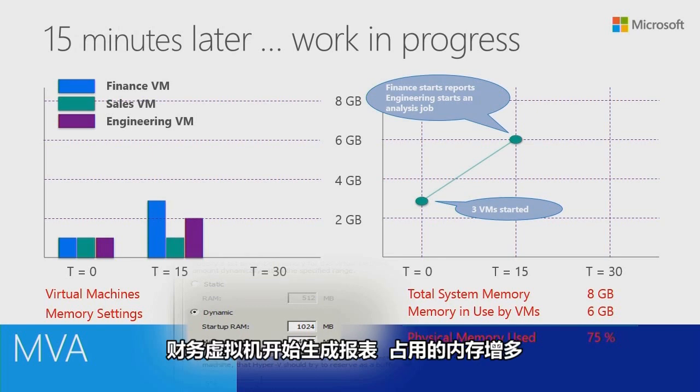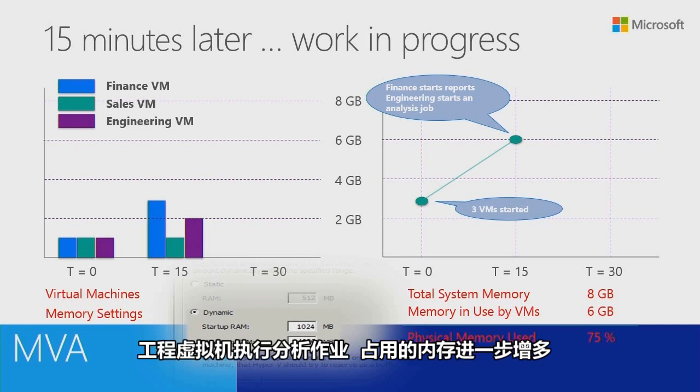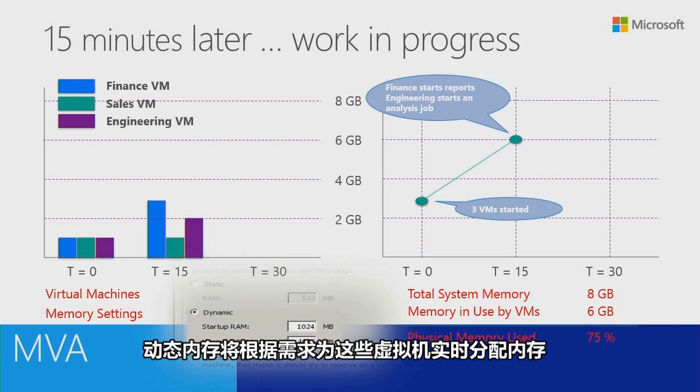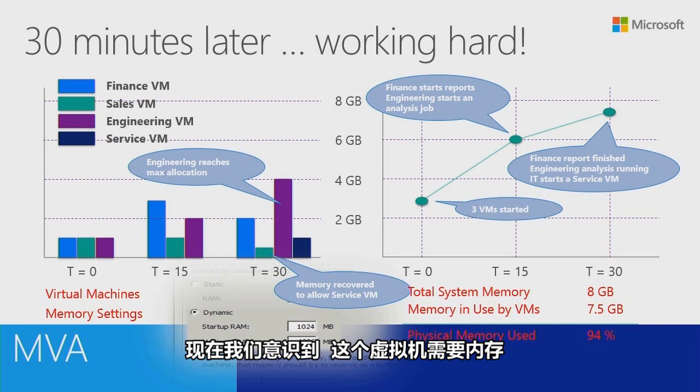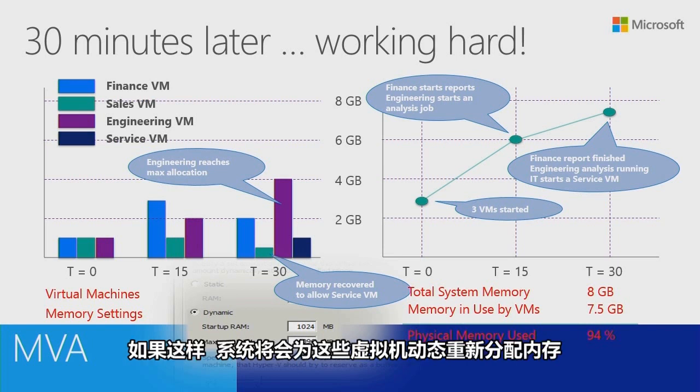The finance VM is starting a report, so it's using more memory, and engineering is doing an analysis job, which is using more memory. So dynamic memory is allocating memory to the virtual machines on the fly as needed. Finally, we start up a fourth VM, the service VM, and now we need memory for it. Dynamic memory looks at available memory in the system, and if there isn't any available, it will start requesting pages back from virtual machines, allocating and reallocating memory on the fly.